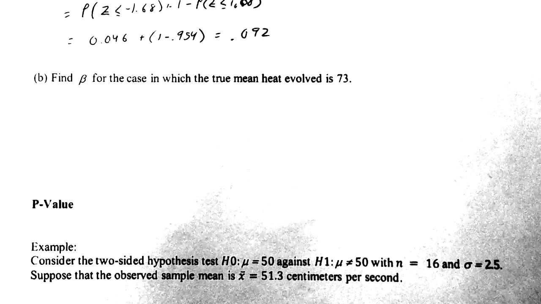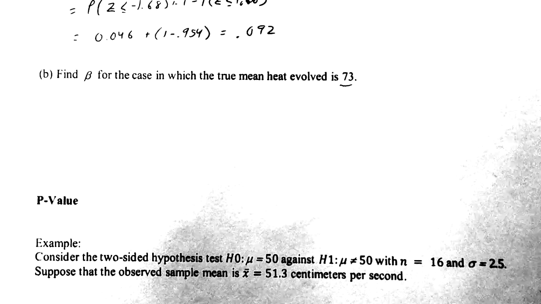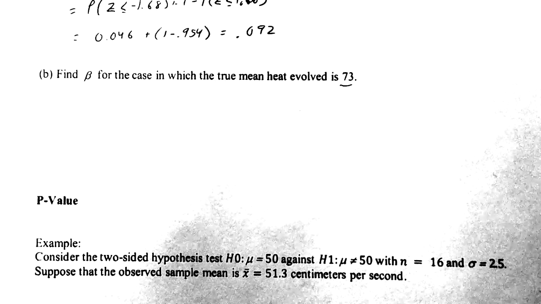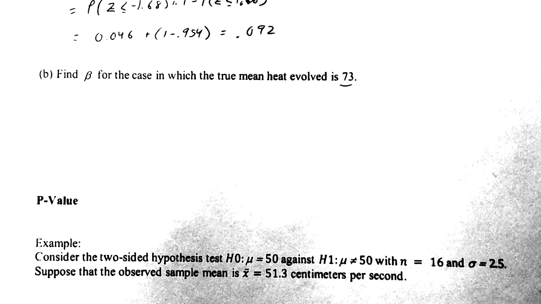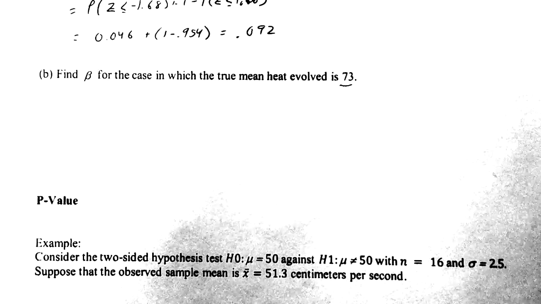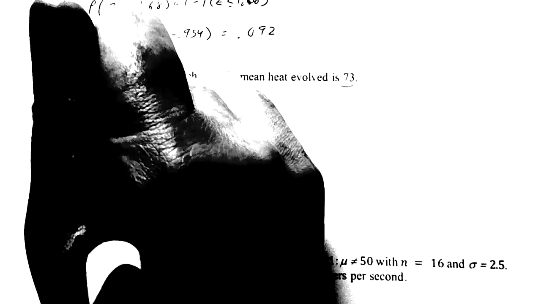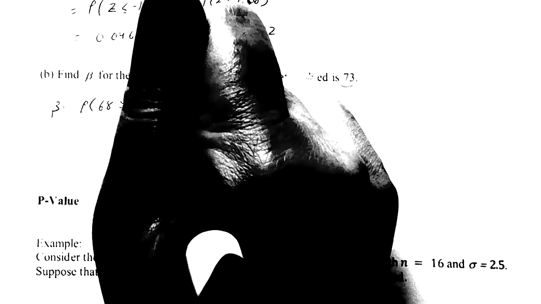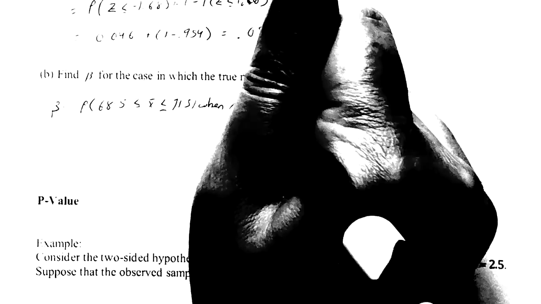Now we're looking at beta and we're saying, well, what if the actual true mean was 73? We thought it was 70, but it's actually 73. If you use that same acceptance criteria, how often are we going to fail to reject, or accept, a null hypothesis even though it's false? And so our beta is equal to the probability that there's an X bar in between these two regions when mu is actually equal to 73.